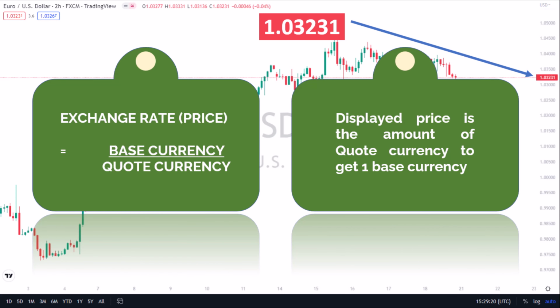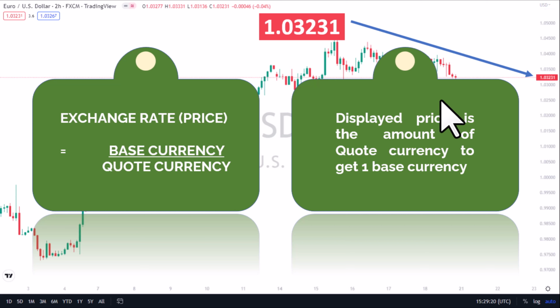So what does this tell you? If the base currency is stronger than the quote currency at any point in time, then you are going to have a value that is greater than 1. Then if the quote currency at any point is stronger than the base currency, you are going to have 0 point something, something less than 1.